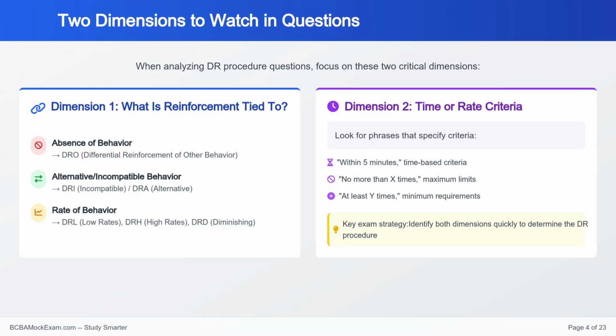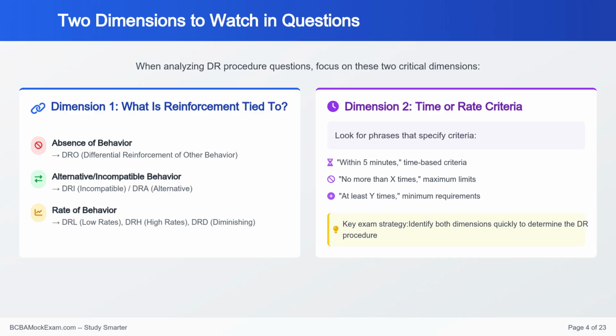Two dimensions to watch in questions. This slide gives you a powerful exam strategy. Whenever you see a differential reinforcement question, analyze it along 2 dimensions. Dimension 1 asks, what is reinforcement tied to? If reinforcement is delivered for the absence of the behavior, that's DRO. If it's tied to an alternative or incompatible behavior, you're in DRI or DRA territory. If it's based on how often the behavior occurs, its rate, you should be thinking DRL for low rates, DRH for high rates, or DRD for diminishing total occurrences.